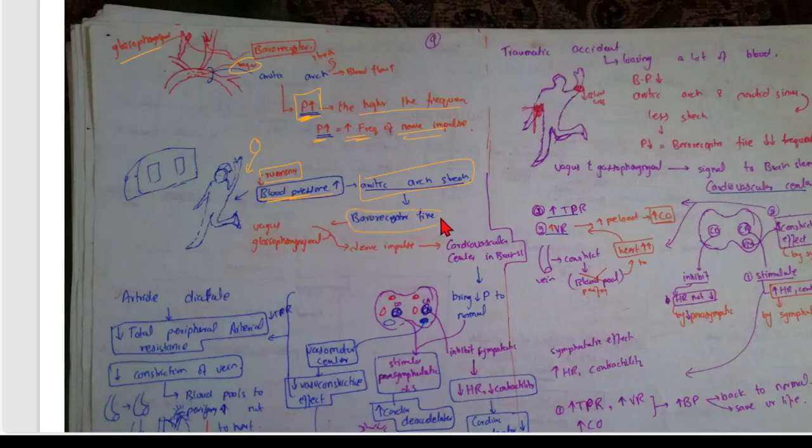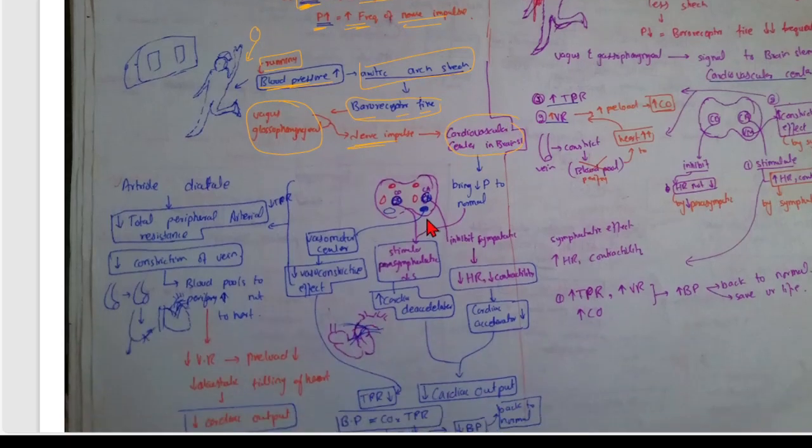After that, from the aortic arch, the signal goes toward the baroreceptor, and the baroreceptor fires through the vagus and the glossopharyngeal nerve. The nerve impulse goes toward the cardiovascular center in the brainstem. So now let's start how it works.